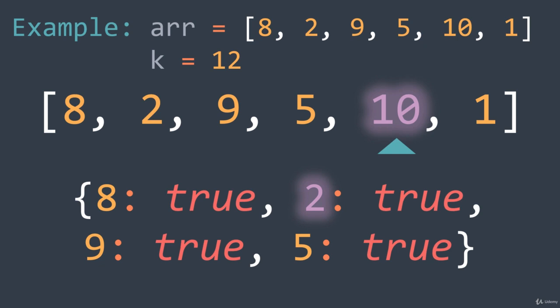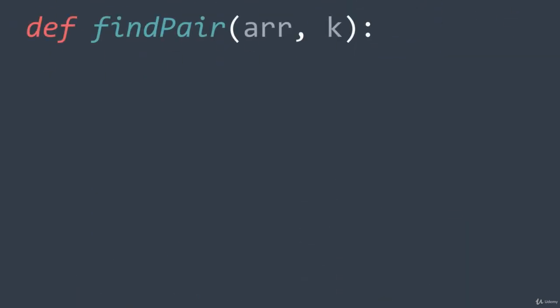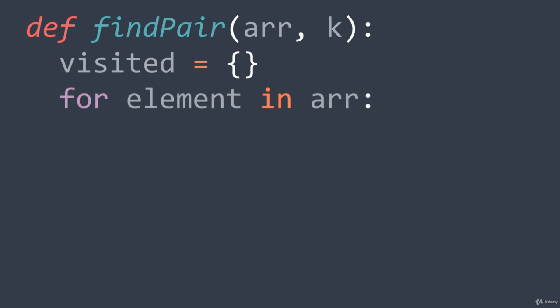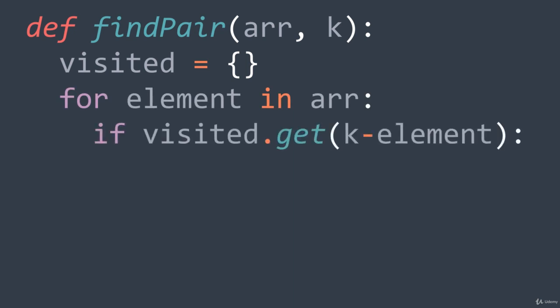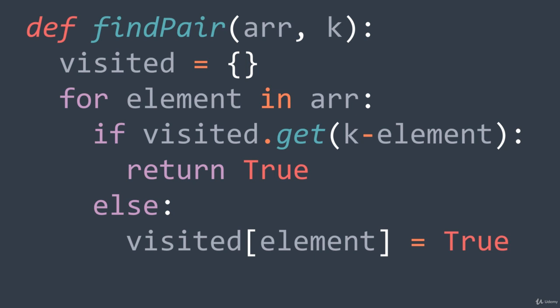The Python code of this solution is to first define the function findPair, then we create an empty dictionary to store the visited values, and we start iterating over the elements. For each element in R, we check if k minus element exists in the dictionary, so we write if visited.get of k minus element, and if it's a truthy value, it means that k minus element exists, so we return true. Else, we just put our element in the dictionary and we continue. After the loop, if the function didn't return true yet, it means that we didn't find any pair that sums up to k, so we return false.